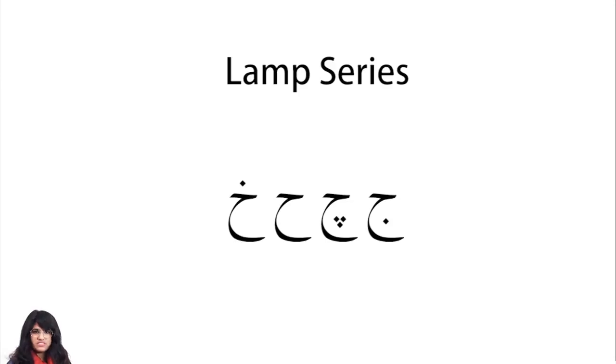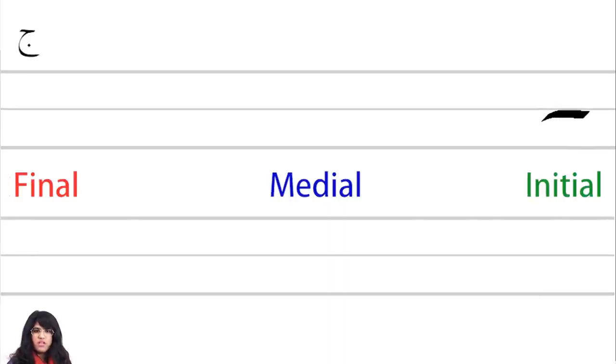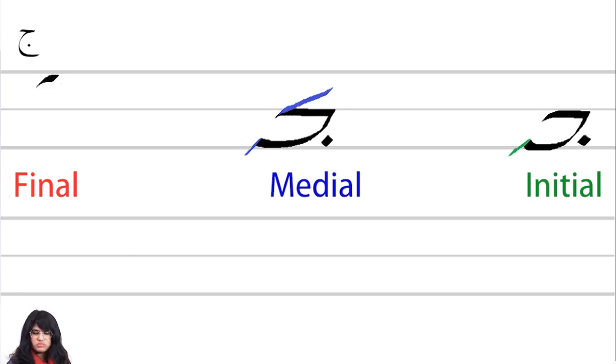Next, we have our lamp series. Jim, Che, He, and Khe. We'll use Jim for this one. You start this off by taking off the bottom half of the Jim. You make the hat, and then your connecting mark from the left. For your final position, you'll be making the Jim, and you make your head and you make your lamp. So your small connector from the right.